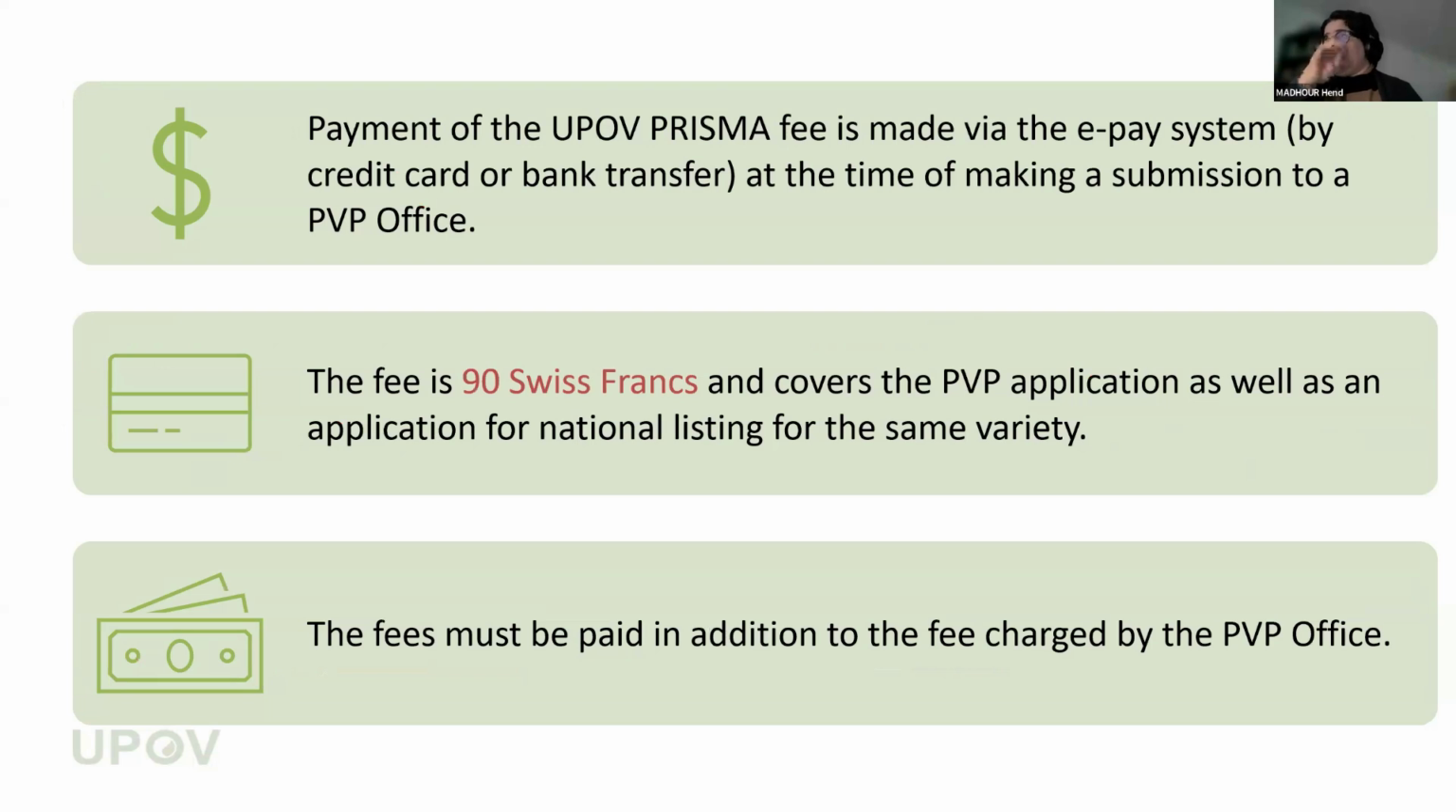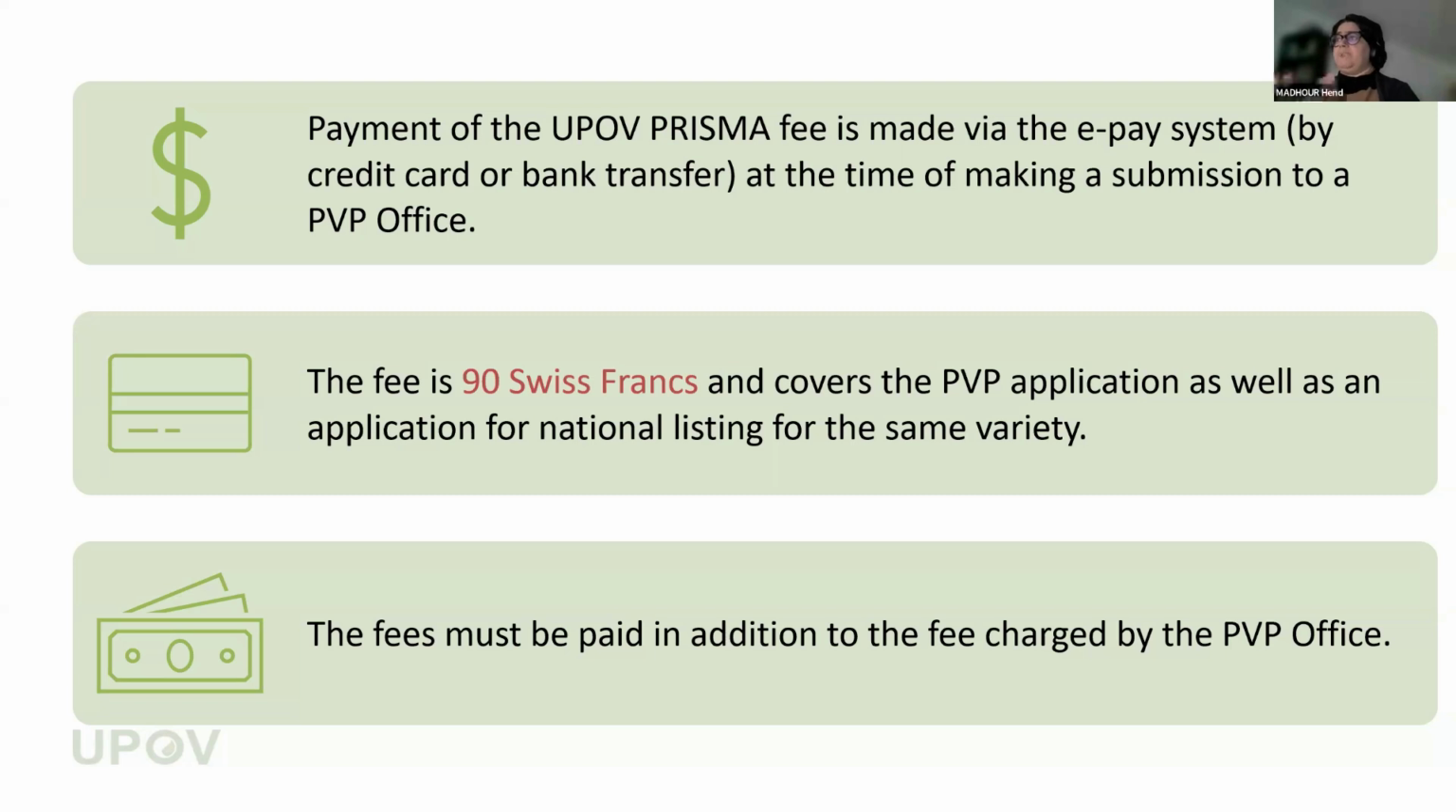UPOV PRISMA is a paying service. There is a fee, which is made via the ePay system, by credit card or bank transfer. We do also have support for PayPal at the time of making a submission to a PVP office. Every application will count for one application, one fee, 90 Swiss francs.